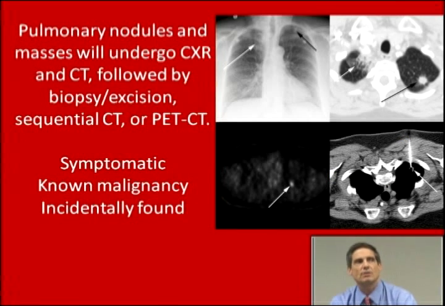All right, that brings us to our last topic, which is going to be pulmonary nodules and masses. Pulmonary nodules and masses will usually undergo chest x-ray and CT. And those studies may be followed by biopsy, excision, sequential CT, or PET CT scans, depending on the circumstances of the patient. And broadly speaking, you can divide these patients into 3 categories.